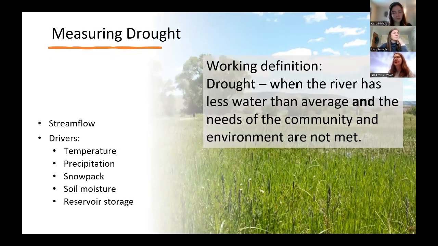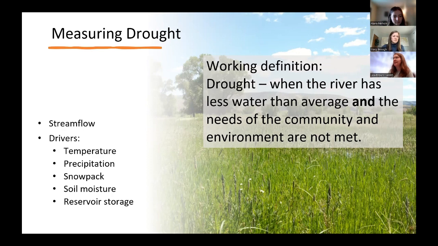So the first thing that I thought we better get clear on is when we say we're measuring drought, what exactly are we measuring? So our working definition for drought is when the river has less water than average and the needs of the community and the environment are not met. So that combination of both a physical, hydrological experience that's happening, but also then that natural resource that we've got is unable to meet the needs of the community and the environment. So those two things in tandem.